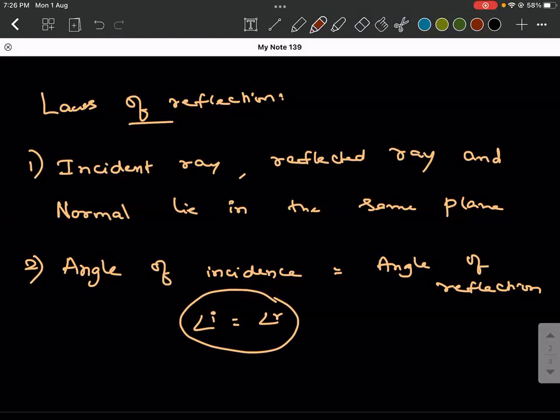If this is the incident ray, then the reflected ray should be in the same plane. It's not like the incident ray will come like this and the reflected ray will go like this. Because if the incident ray is coming in this way, you have drawn a plane through it. So the reflected ray should also be in the same plane. It should not come out of the XY plane. That is the meaning. Okay.